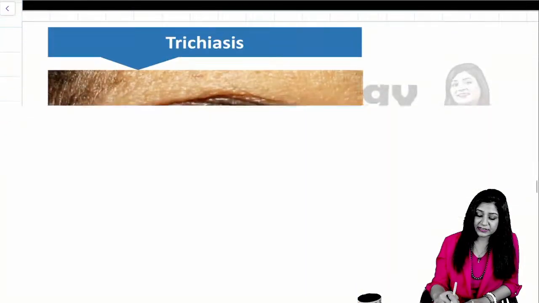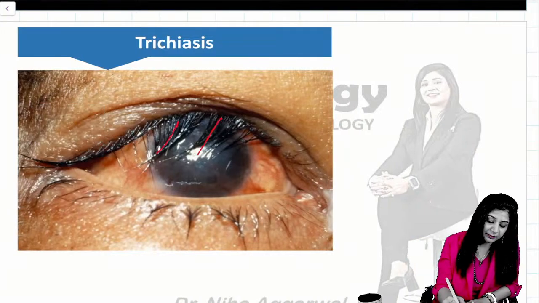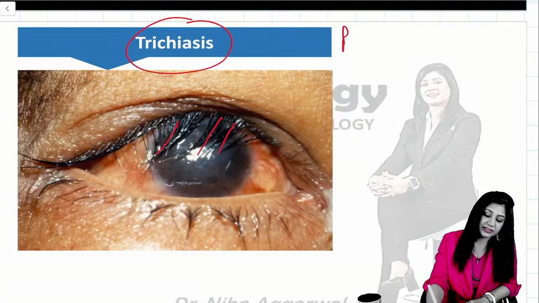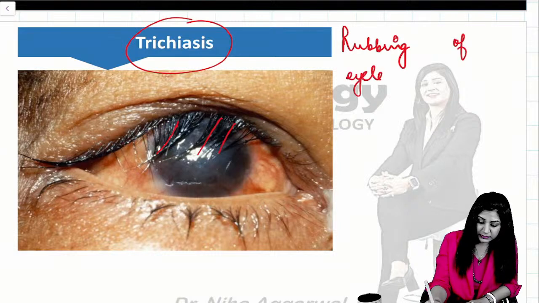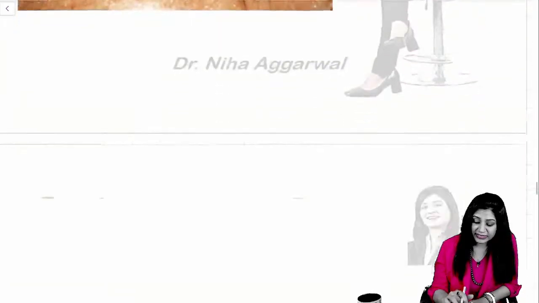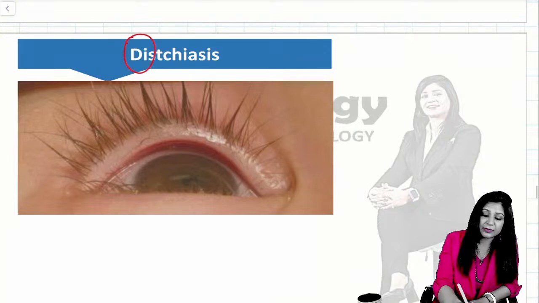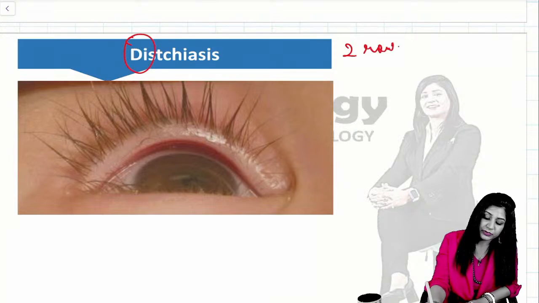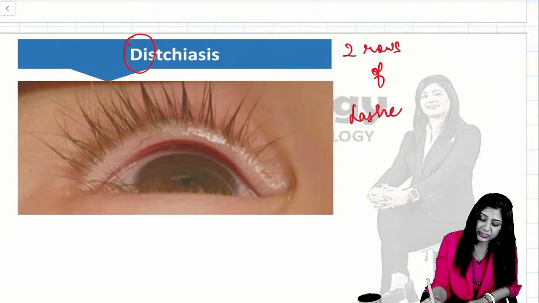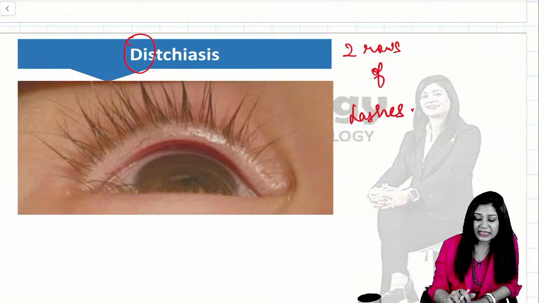Next, we are coming on to the eyelids. Now, looking at some of the deformities of the eyelids, you can see here we are having the rubbing of eyelashes over the cornea. This is called trichiasis. While if you see this one, di means two. So here we have two rows of lashes. When we have two rows of lashes, then it is distichiasis. When there's a rubbing of eyelashes, that is called trichiasis.